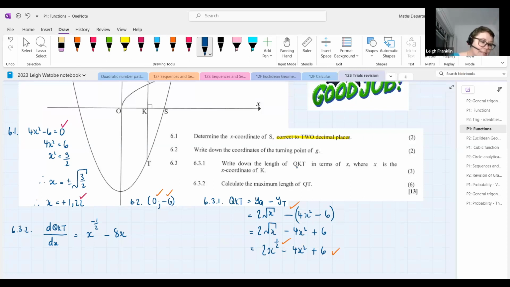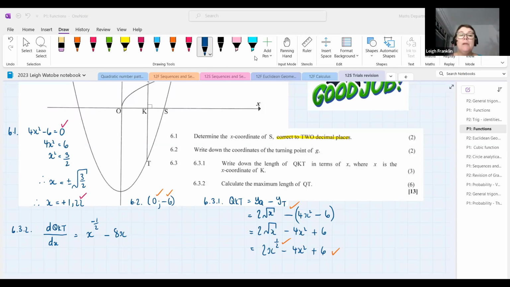Does that make sense to everybody? Are we all good with that, everyone? Yes? Okay, and we've set it out nicely as well, using the correct notation as well as getting the correct derivative.